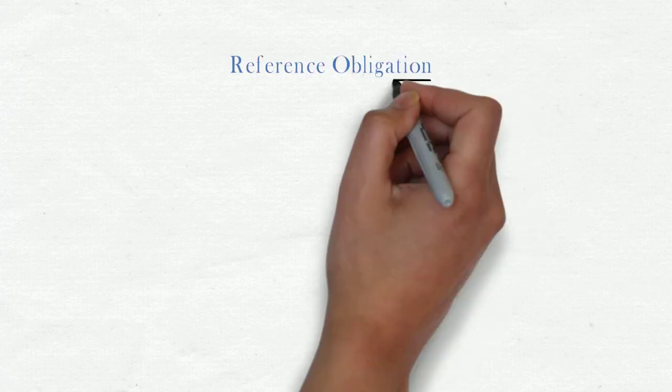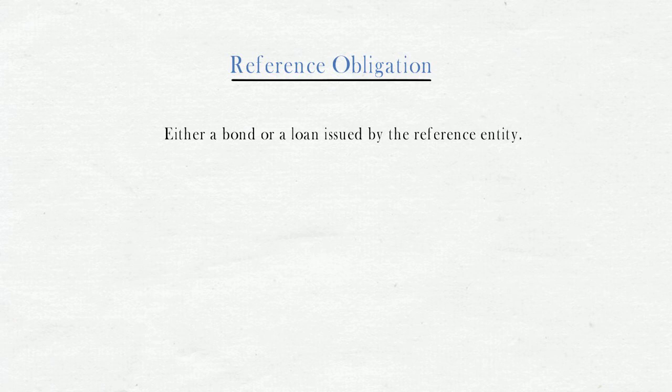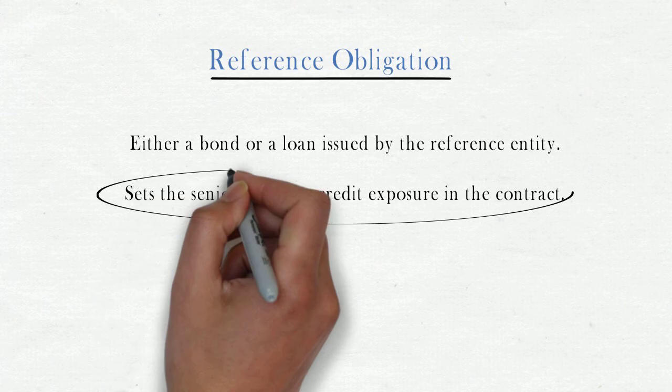After looking at the reference entity, we will now look at another important term, reference obligation. What is that? Well, as the name suggests, it's an obligation, either a bond or a loan, that is issued by the reference entity. But why is it so important? Because the reference obligation sets the seniority of the credit exposure in the contract.